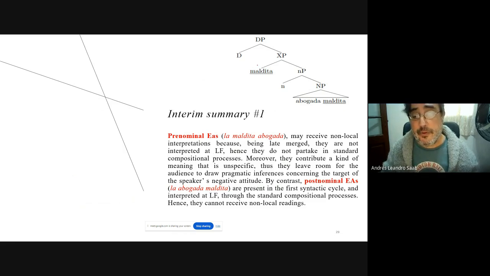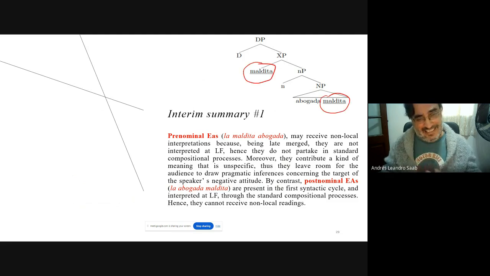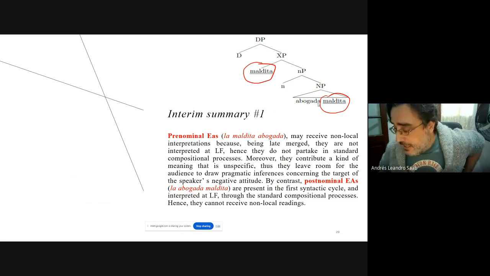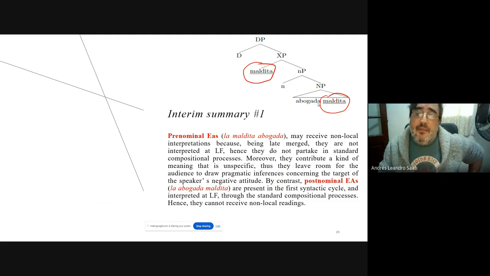Maybe this is obscure in English because in English "fucking" is always prenominal, but what I'm claiming here is that if you want to get argument extension, you really have to look for different attachment positions and for different cycles of syntactic or grammatical computation. So prenominal expressive adjectives like "la maldita abogada" may receive non-local interpretations because, being late merged, they are not interpreted at the left, hence they do not partake in standard compositional processes.